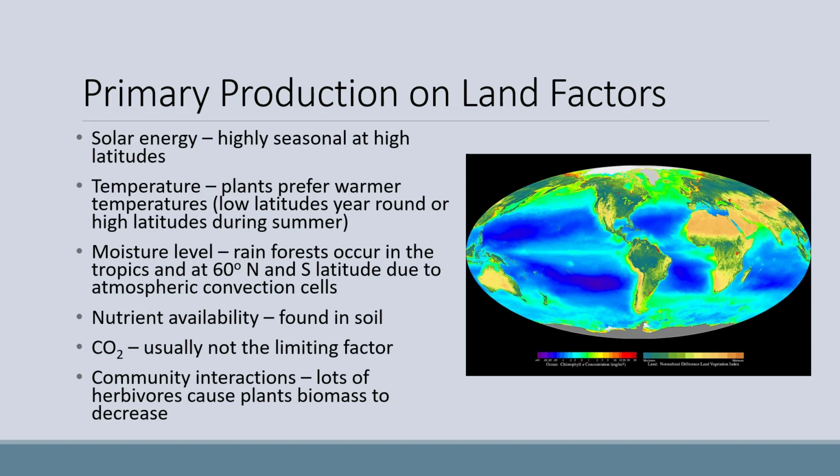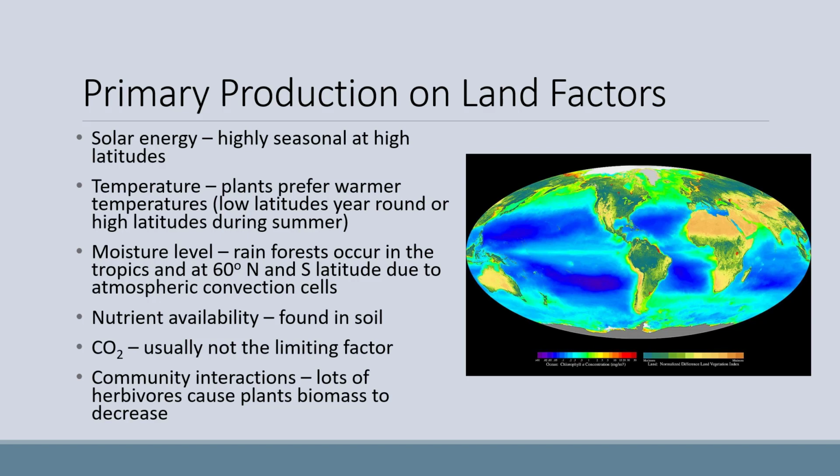There are a lot of factors that affect primary production on land. Solar energy is a really important factor. It is highly seasonal at high latitudes. Temperature is another factor. Plants tend to prefer warmer temperatures, so either low latitudes year-round or high latitudes during summer. Moisture level is also important because water is a reactant for photosynthesis. Rainforests occur in the tropics and at 60 degrees north and south latitude due to atmospheric convection cells, and we see a lot more plant life in rainforests.